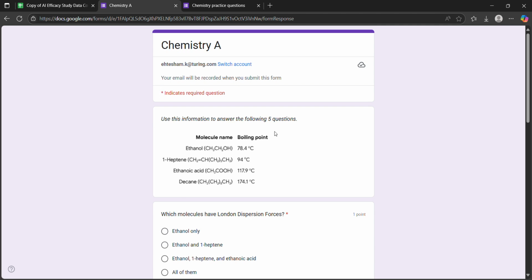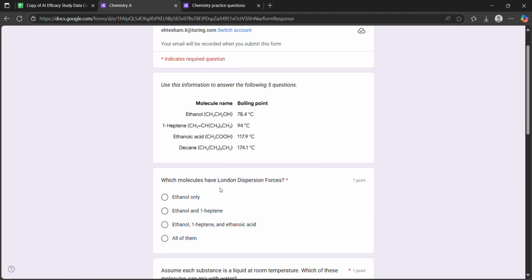Use this information to answer the following 5 questions: molecule name and boiling point. Ethanol 78.4, 1-heptene 94, ethanoic acid 117.9, decane 174.1. Which molecules have London dispersion forces? I think London dispersion forces are extra kind of atomic forces that actually provide weak bonding between the molecules, if I remember correctly.